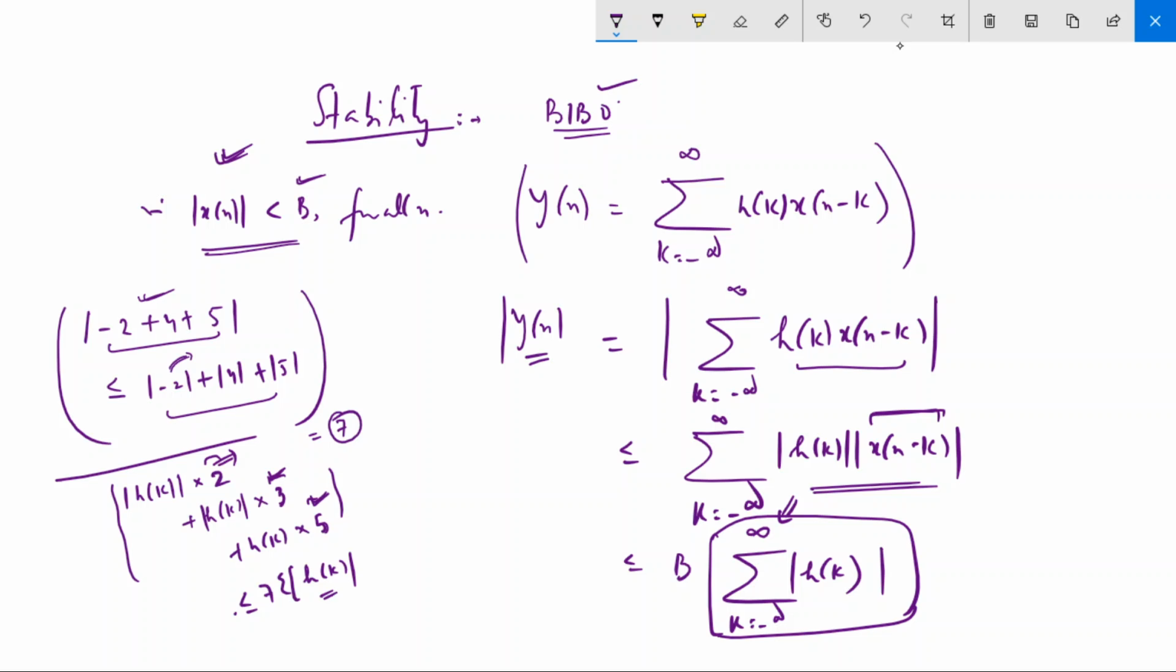Okay, it means for the system to be stable, the sum of |h[k]| from k = -∞ to +∞ should be less than infinity. It should be finite, or you can say that the impulse response of the system must be absolutely summable.